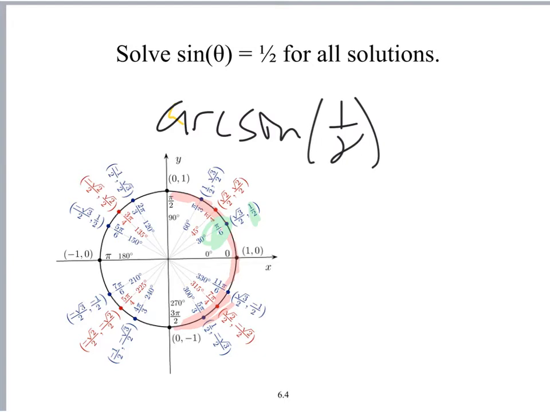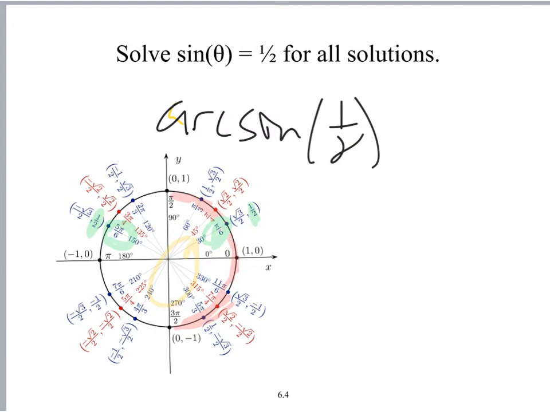Pi over 6. But as we did with the inverse operations in that last week, in section 6.3, we also see there's another angle that has a y coordinate of positive 1/2. So that's two solutions. If we make another whole trip around the circle, we're back to pi over 6. So how do we find all solutions? And we certainly don't want to list a bunch of answers.